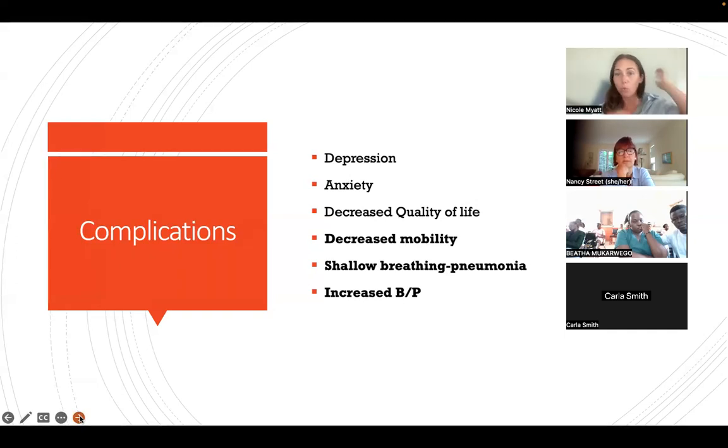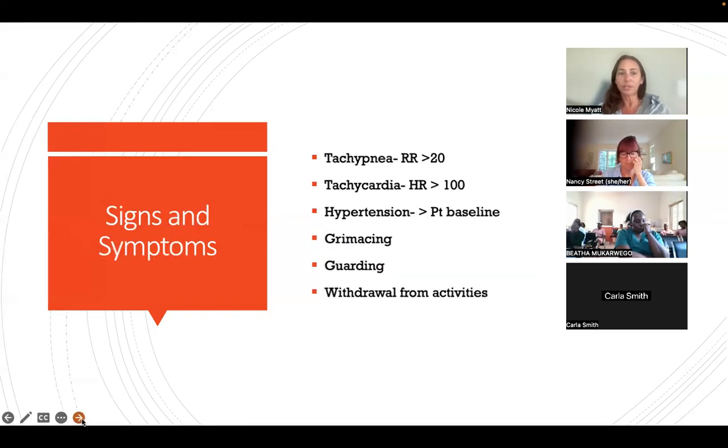The reason why we don't want to let pain just linger, as much as we don't want to just mask it and not investigate what's causing it, we also don't want to just say, oh, toughen up, deal with that pain. We want to make sure that we make the person more comfortable to prevent some of these complications.